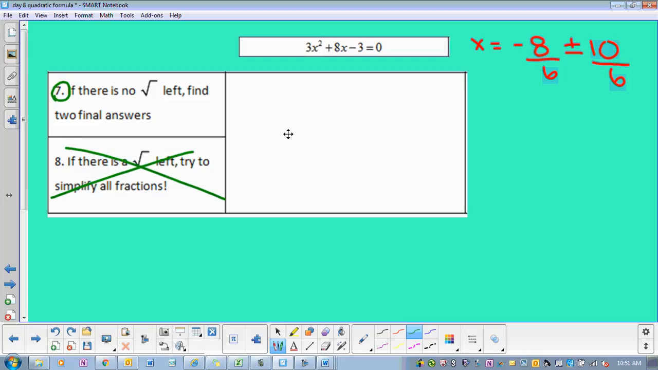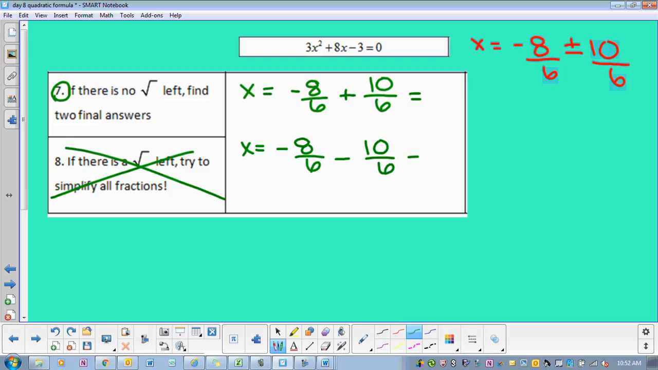If there is no square root left, just like ours, then find your 2 final answers. Okay, what does that mean? That means x equals -8/6 plus 10/6. The plus part, and then there's a minus part. So x equals -8/6 minus 10/6. Does that make sense? Anyone lost?